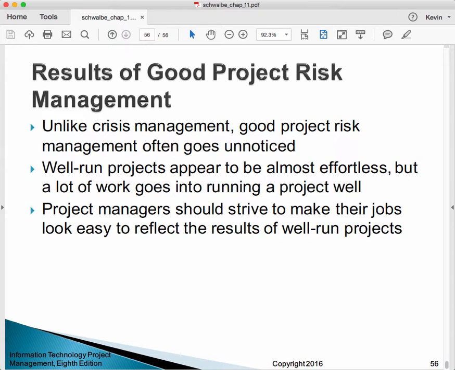So what are the results of good project risk management? Unlike crisis management, good project risk management often goes unnoticed. Well-run projects appear almost effortless, but a lot of work goes into running a project well. Project managers should strive to make their jobs look easy to reflect the results of well-run projects. But I think it's really important to remind the stakeholders that the reason that we have the good experience that we do is that we take all the precautions and we make all the efforts that we do.